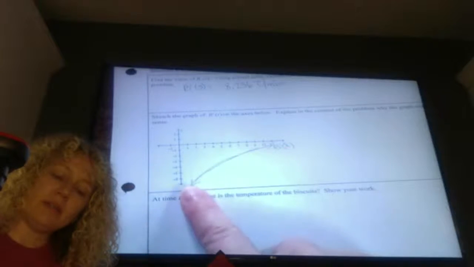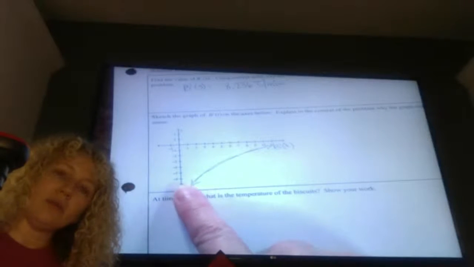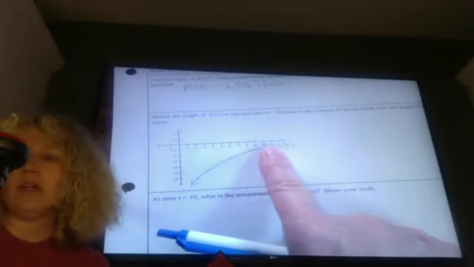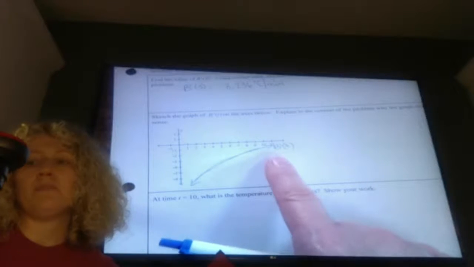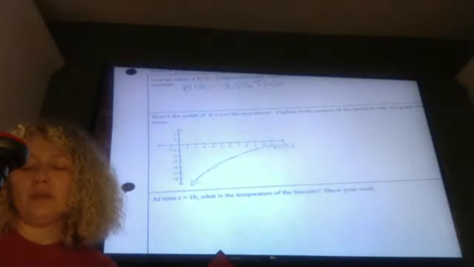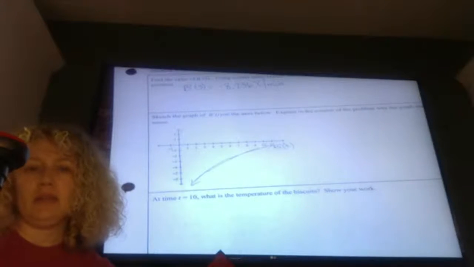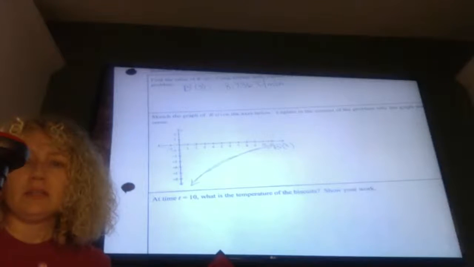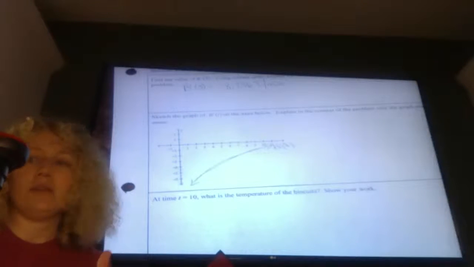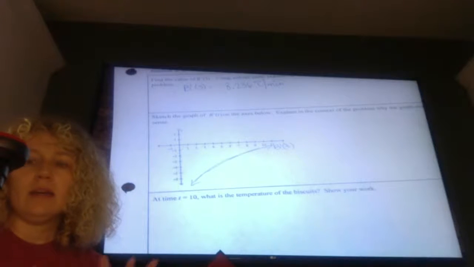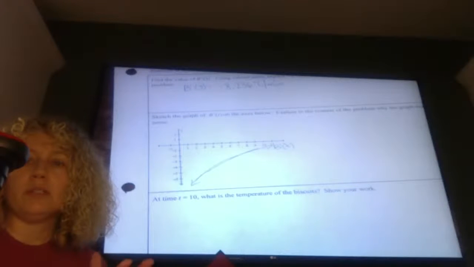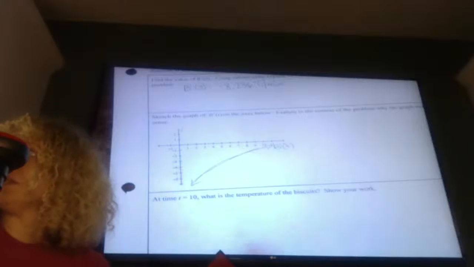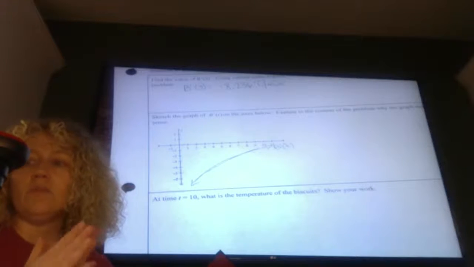Why does it make sense that it has a vertical asymptote here, but a horizontal asymptote here? So just think about that for a second. B prime of T represents the rate at which the temperature of the biscuits is changing. So they're cooling down, right? I take the biscuits out of the oven and they're going to decrease. The biscuits are going to decrease.